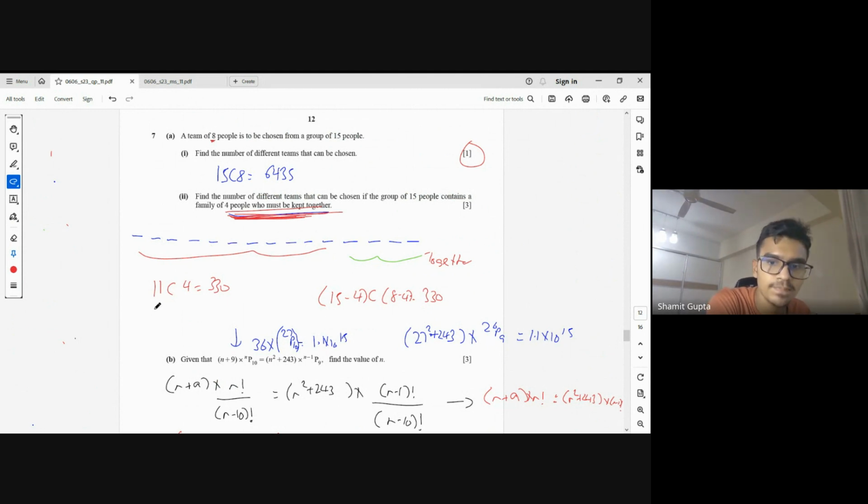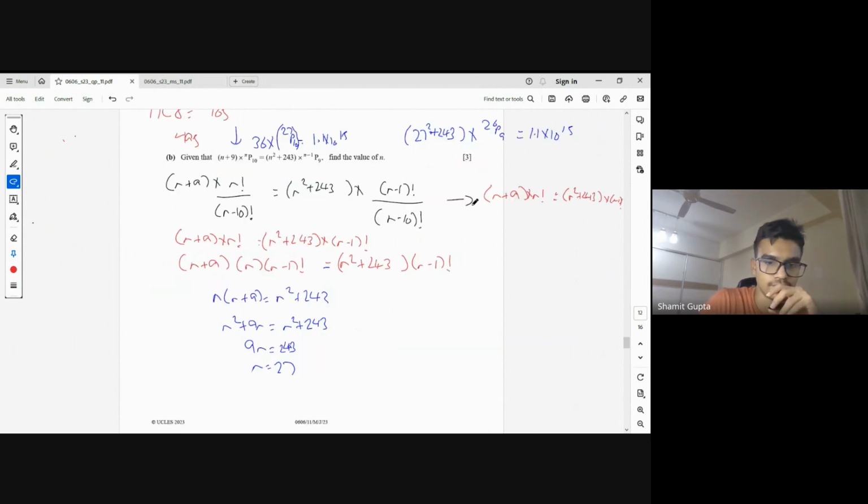So if they're not in the team, then you still have 11 players to choose from, because these 4 are not in the team. But then you have 11 C 8 to choose. 11 players and then 8, and you add them up individually. So this becomes 165. So 165 plus 330, 495 is the answer. Okay, so yeah, so we are around there.